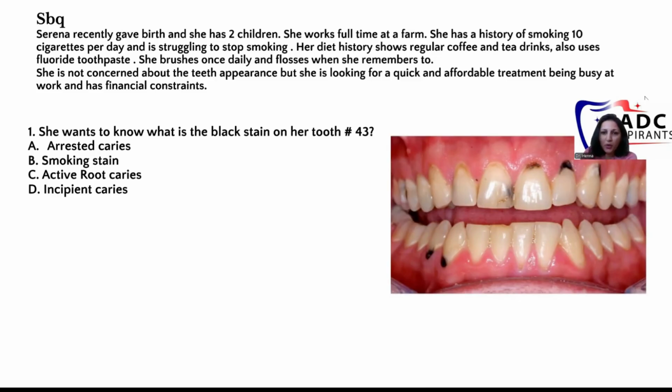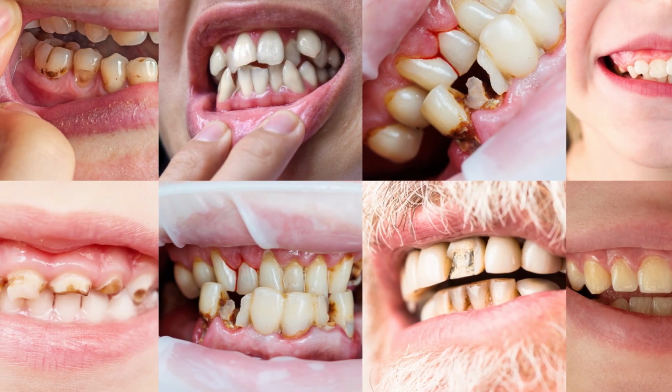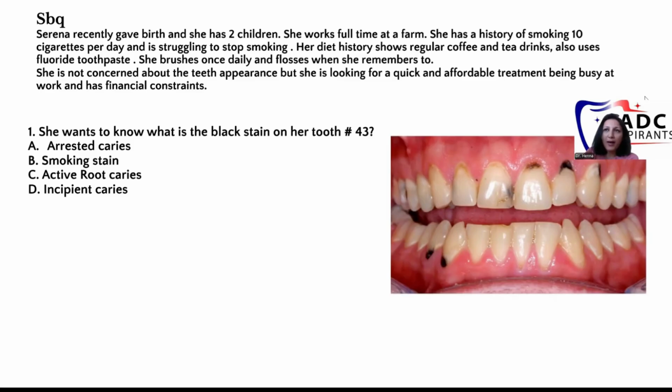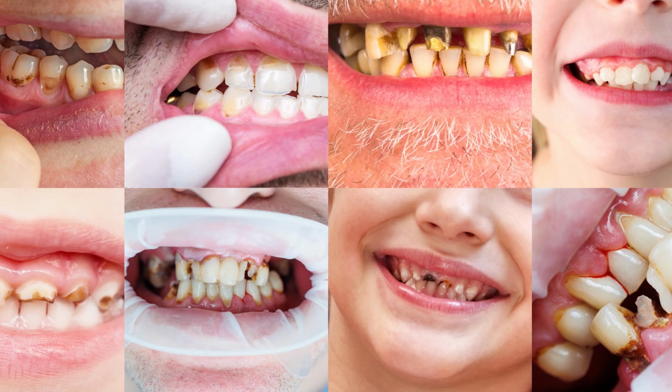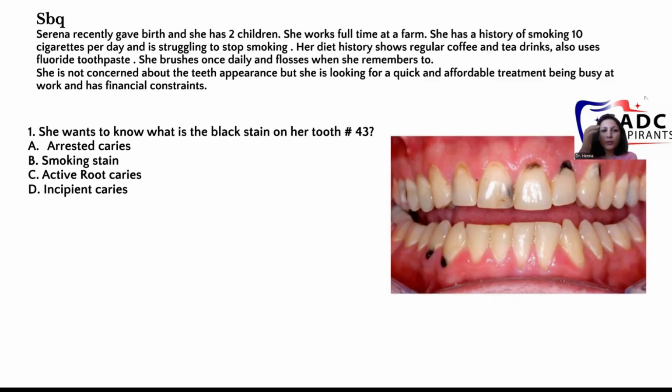Now, we have a picture which has been given to us. Let me tell you beforehand, this is a disclaimer: the pictures that you may see in the subsequent slides may not correlate to the same patient as we see, but I've added various pictures just to show you all what different kinds of pictorial representations you can get in the exam. So the question here is, she wants to know what is the black stain on the tooth 4-3.